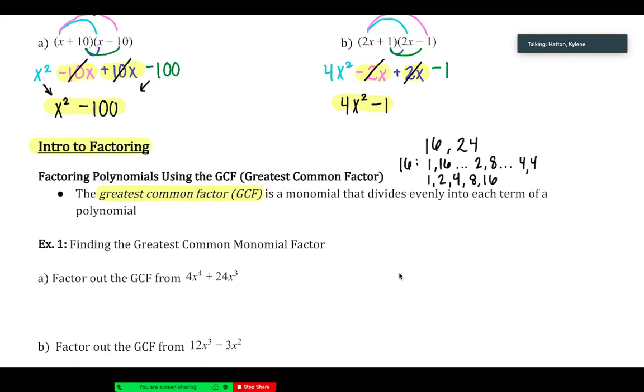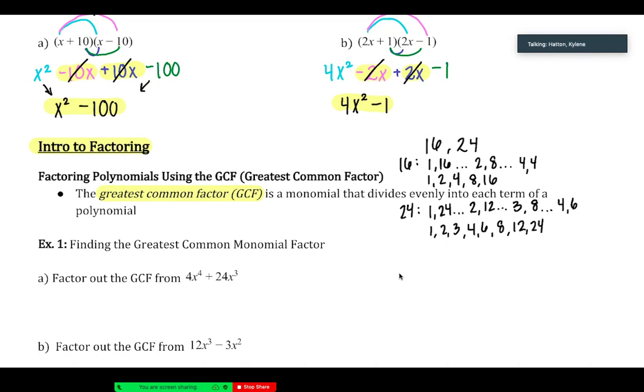And then if I were to make a list of factors for 24, I know that 24 could be 1 and 24. It could be 2 and 12. It could be 3 and 8. And it could be 4 and 6. And then if I want to list those in order, it would be 1, 2, 3, 4, 6, 8, and then 12 and 24.